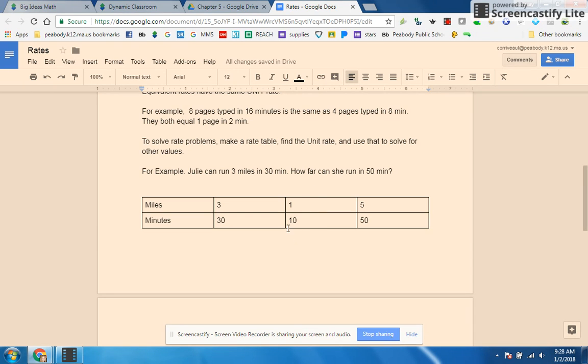Now you can use the unit rate to solve for 50. 10 times 5 is 50, so 1 times 5 is 5. So if her unit rate is 1 mile every 10 minutes, then she can run 5 miles in 50 minutes. So this is using the middleman again, because 30 didn't go into 50, so they did that little division trick to get the middleman and then use that to solve it.